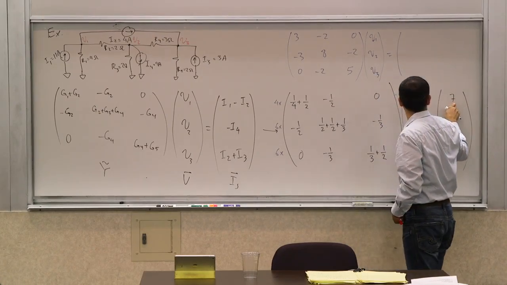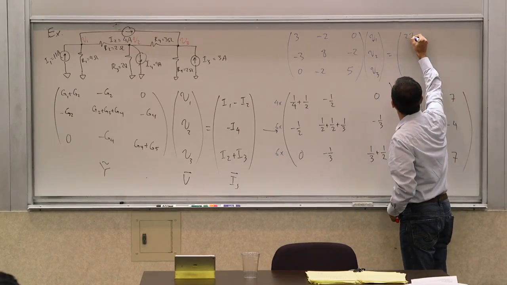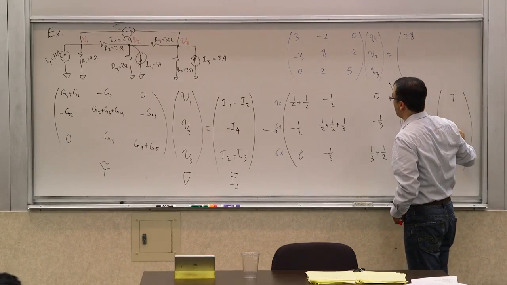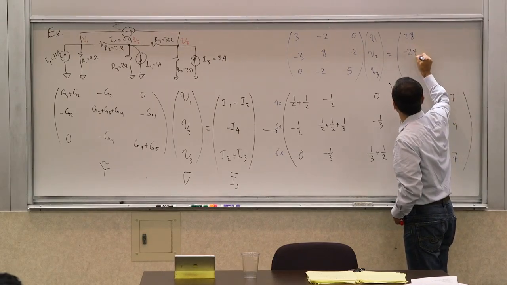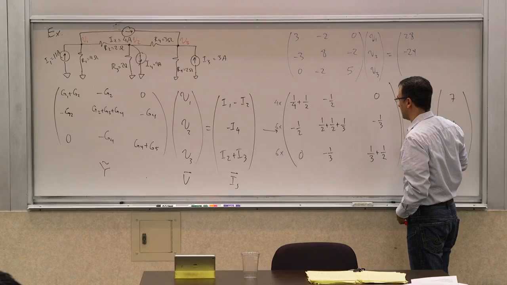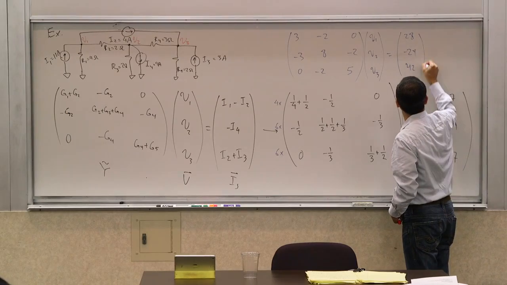And also we have to multiply these by the same numbers. So this becomes 28. This becomes negative 24. And this becomes 42.